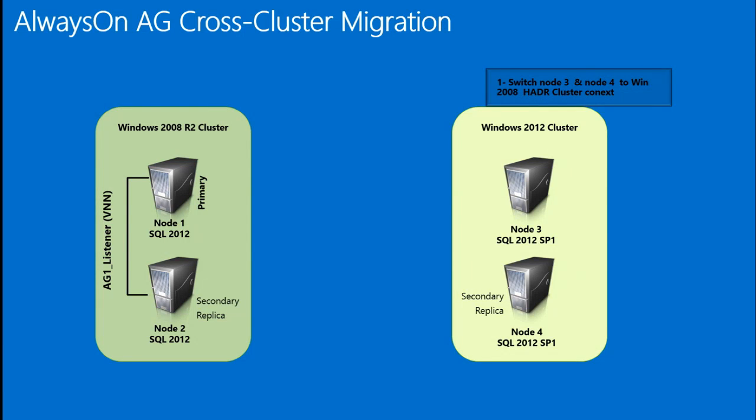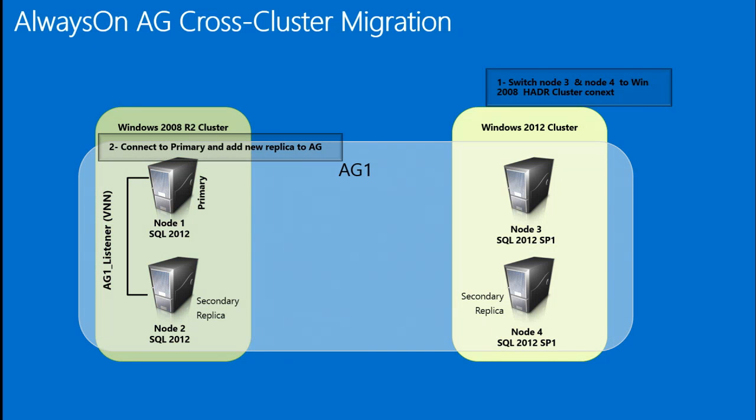Having that done, I can now set up the availability group and add the new two nodes, 3 and 4, as new replicas to my existing availability group on the left side. One thing to mention here: if I have 4 replicas in production, because that's the limit, in order to do the migration I have to delete 2 replicas and introduce 2 new replicas in the new cluster.